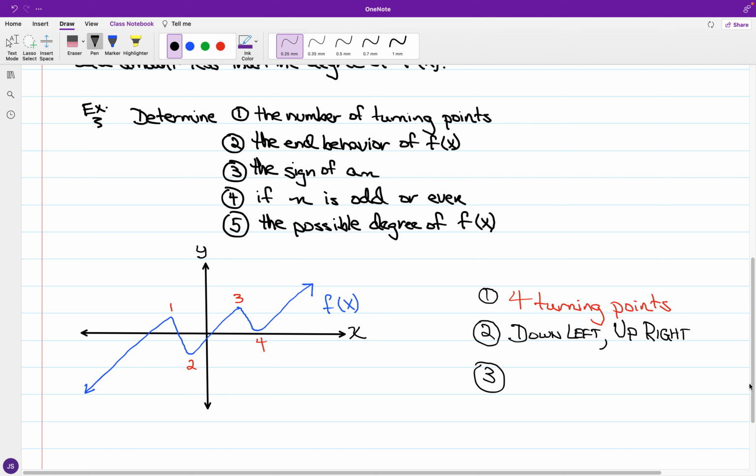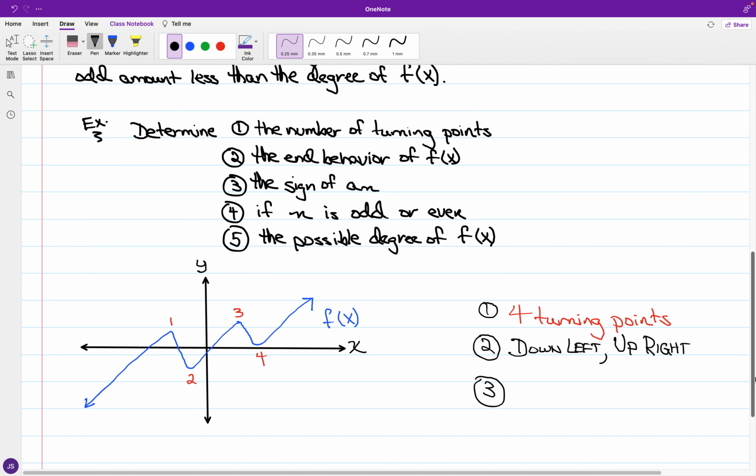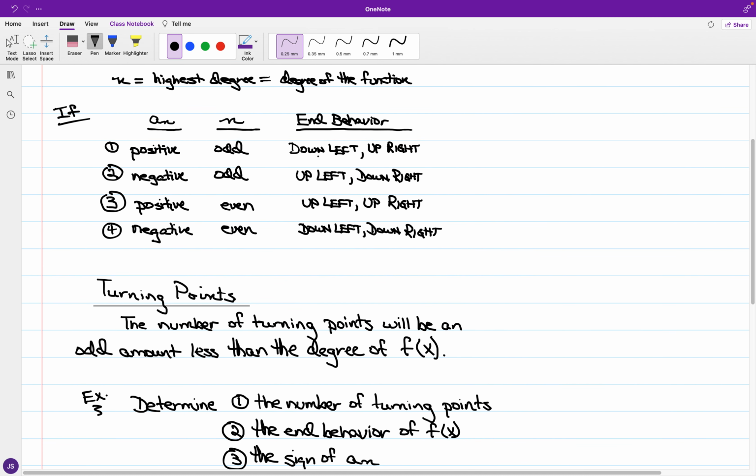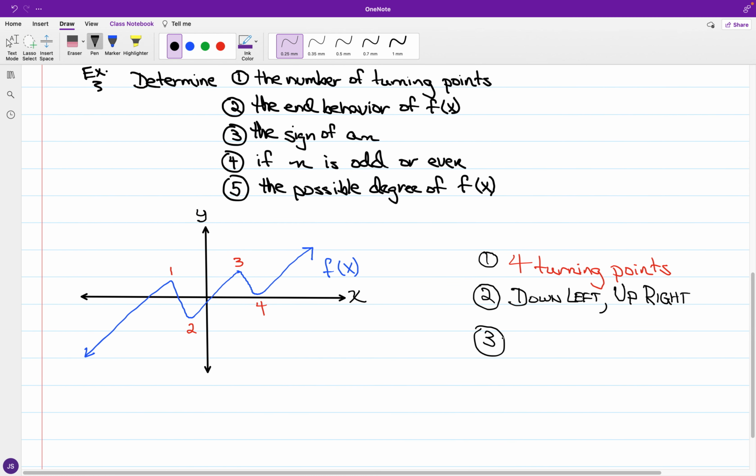Now for the sign of the leading coefficient, if you notice the end behavior, you have down to the left, up to the right, and where we have that, it follows that the coefficient a sub n is positive, and also the degree value n is going to be an odd number. Again, a sub n is positive and n is odd.